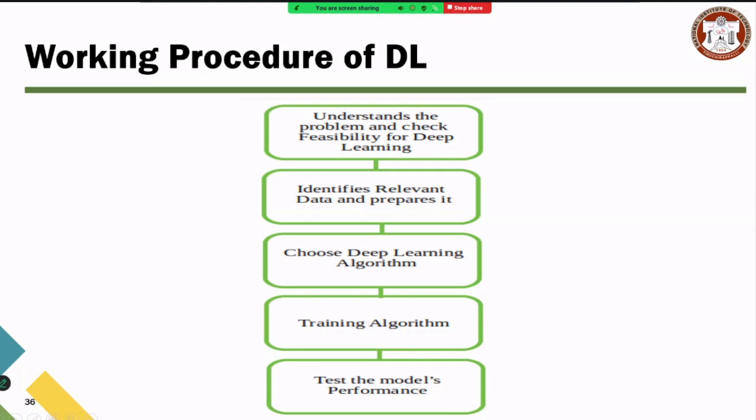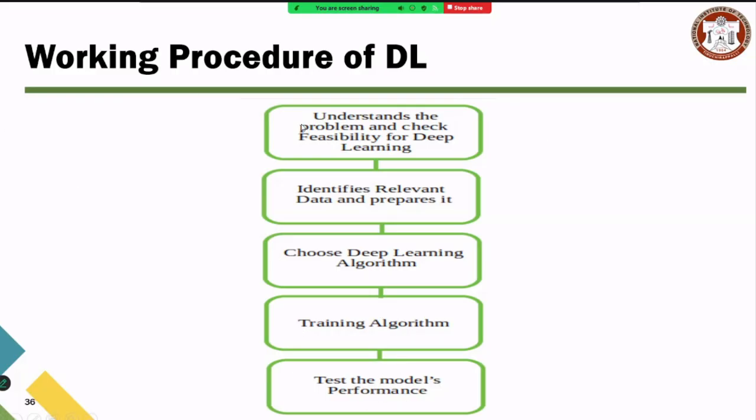That is, understand the problem and check feasibility for deep learning. Already mentioned when we have to go for deep learning: if the data set is too big and we have enough computing resources, that means high-end resources, and we are expecting accuracy and quick, fast computing in the result and decision making, then we have to go for deep learning. Identify the relevant data and prepare the data accordingly. Then choose the deep learning algorithm that is suitable or applicable to your data set, train the algorithm, test the model and fine tune the performance.